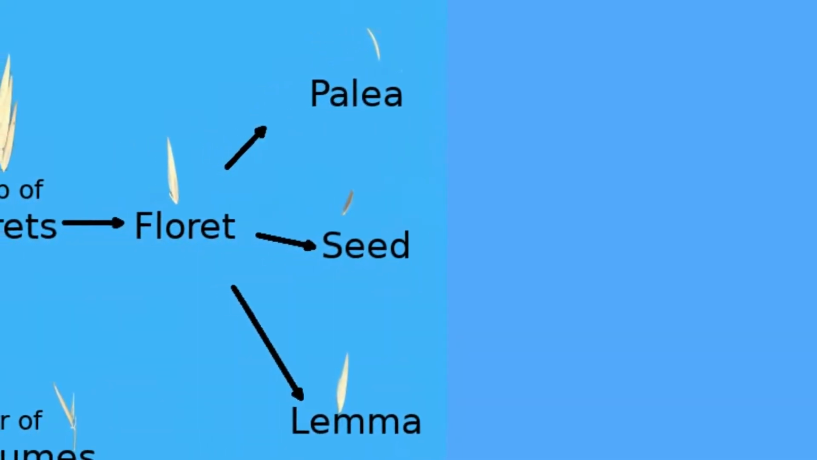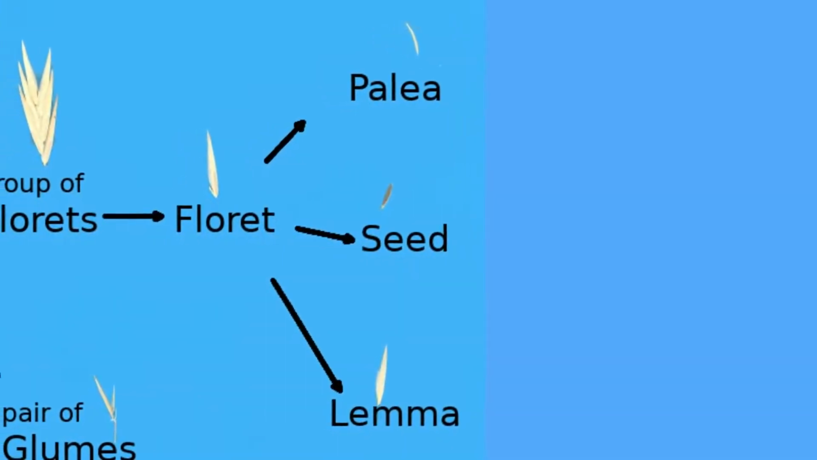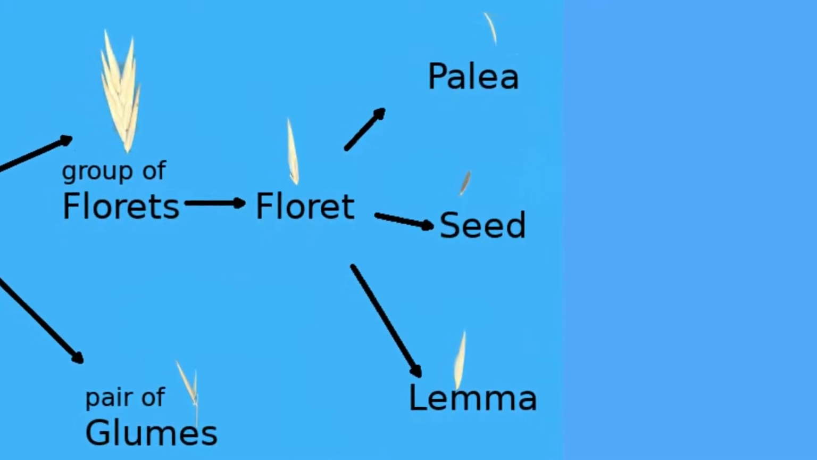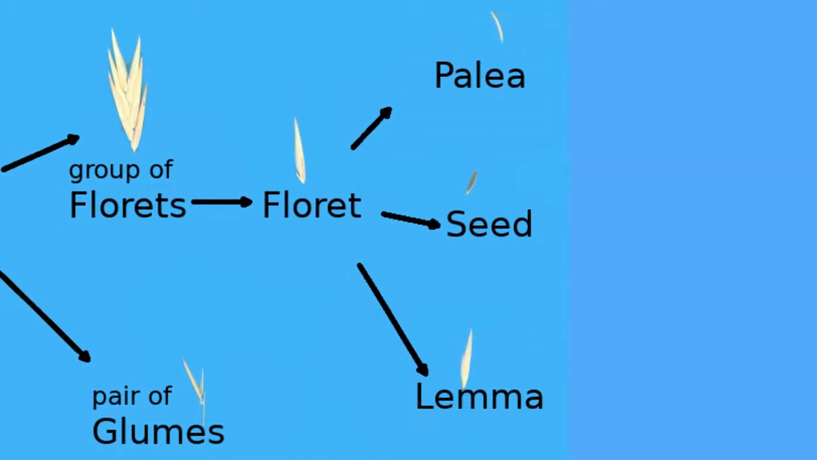Cradling one floret or many florets are the glumes, a Latin word for husk. The number of florets held by the glumes is a key identifying feature of grass, so being able to count those is important. The glumes cradling the little flowers or florets is a very consistent feature of the grass family.